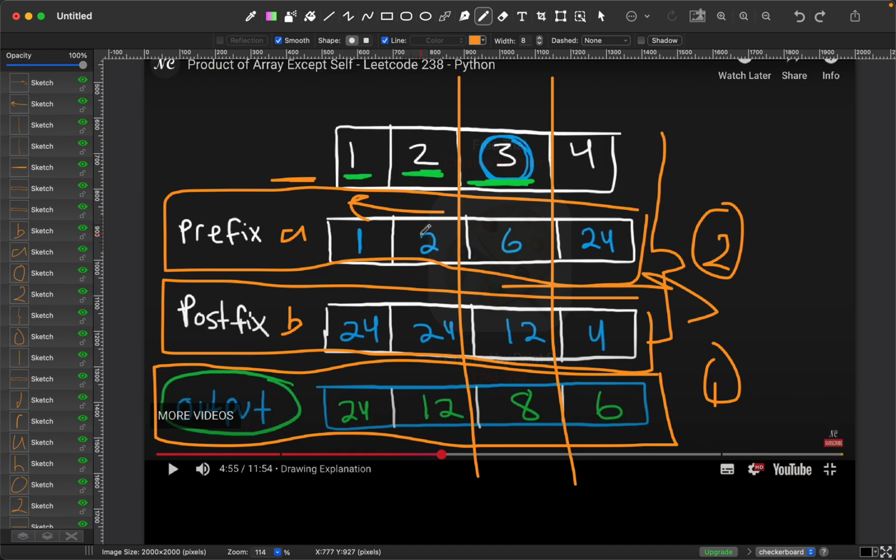Use the pre because it calculates all the way to the left side for this one. Post for this side, for the right barrier onwards, this one. So it's 2 times 4, and then I get an 8. And that's how you actually abuse the A and the B to calculate your final output in stage 1. So that's how you transfer from stage 2 to stage 1.